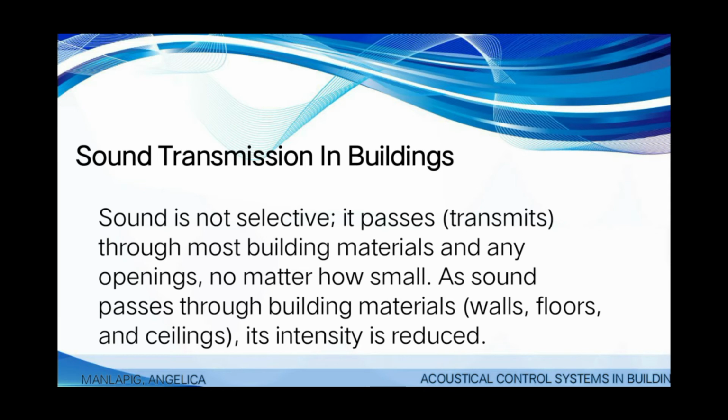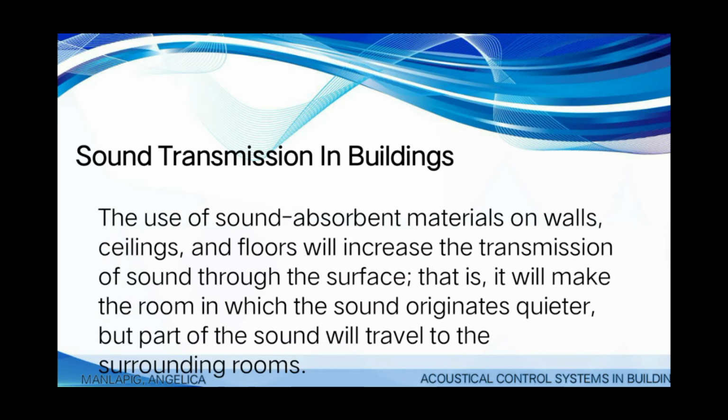So, sound is not selective. It passes through most building materials and any openings, no matter how small. As sound passes through building materials, its intensity is reduced. The use of sound absorbent materials on walls, ceilings, and floor will reduce the transmission of sound through the surface. That is, it will make the room in which the sound originates quieter, but part of the sound will travel through the surroundings of the room.